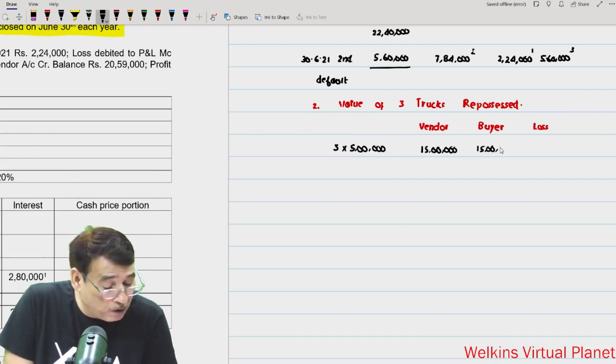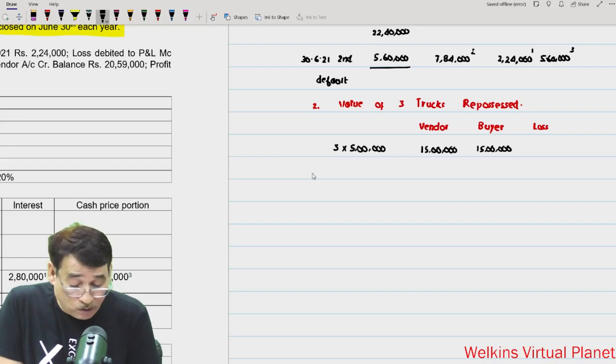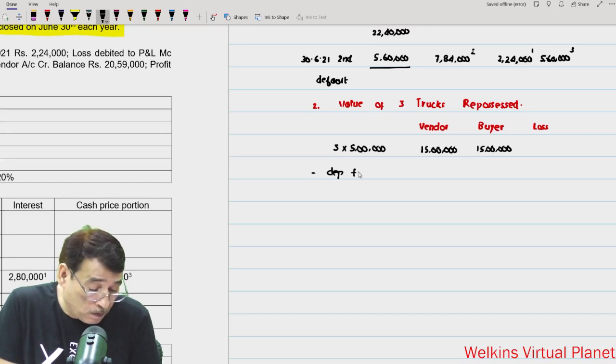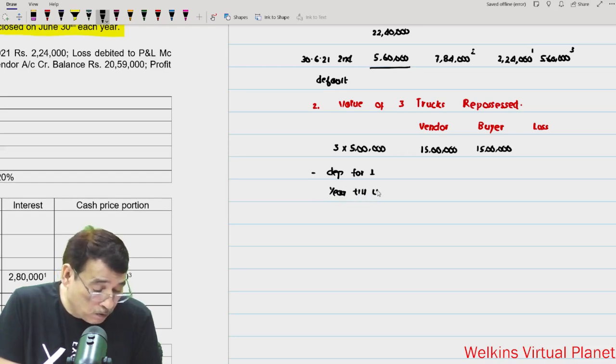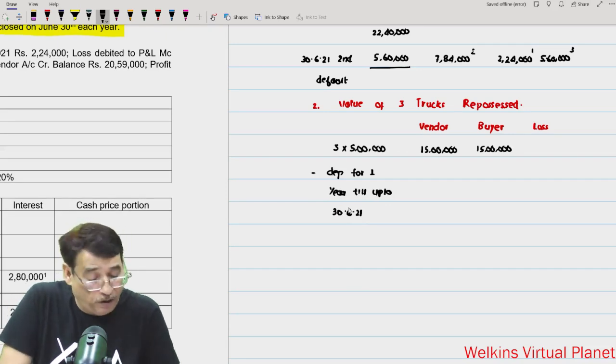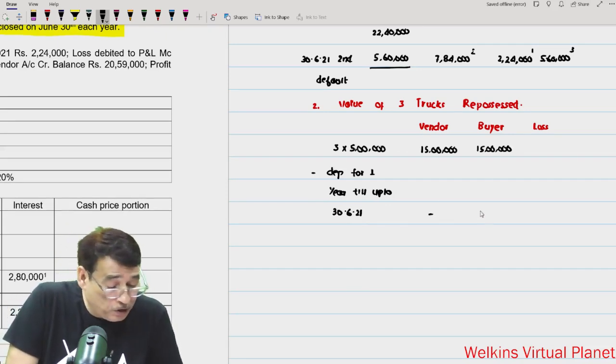What is the lifespan of the question, sir? 1 year. So if lifespan is for 1 year, you can compute depreciation for 1 year. Depreciation for 1 year means till up to 30th June 2021. Because this is the date of default. Depreciation rate of buyer was 10%, correct? So depreciation rate of buyer was how much? That is 20%, sorry. So 3 lakh you are going to subtract.